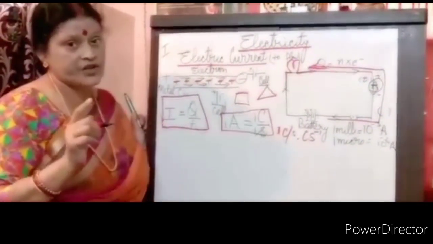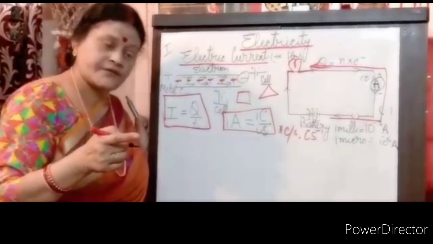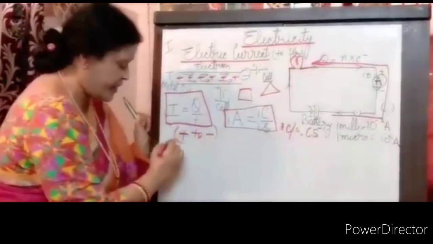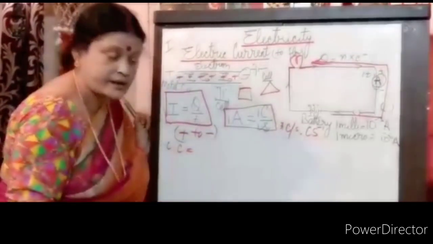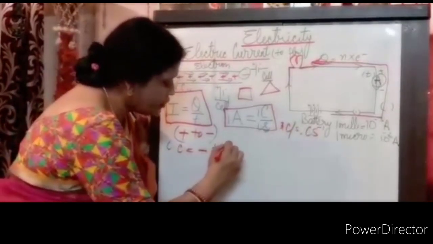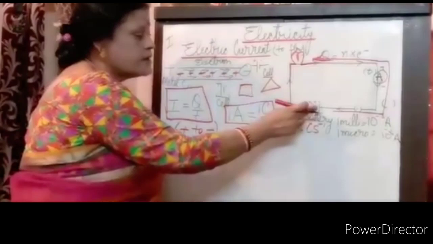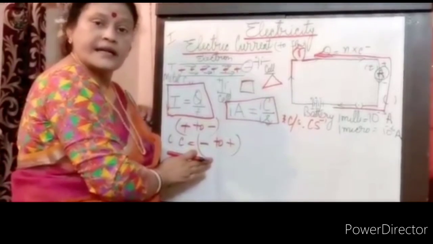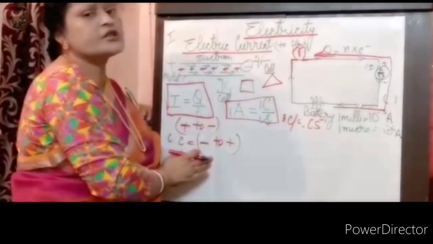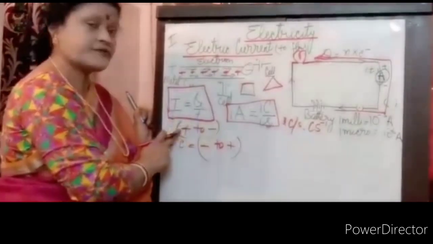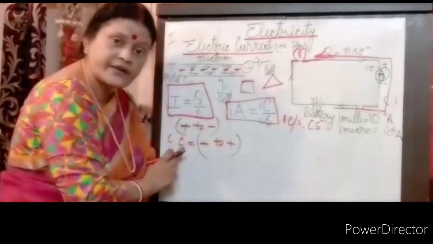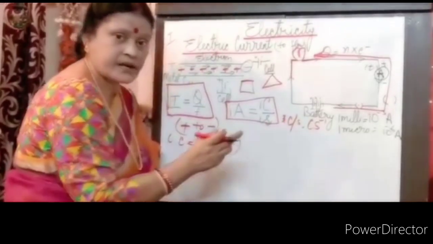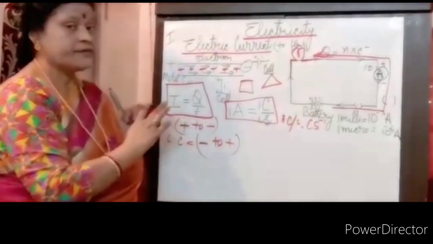When I am talking about conventional, electric current is positive to negative. But if I am talking about conventional current, that means it is negative to positive side. When it reaches here, then the conventional current goes, and it is just opposite to that of electric current. Clear? This is just the difference. Electric current is from positive to negative, and conventional current flows from negative to positive direction. Clear, students?